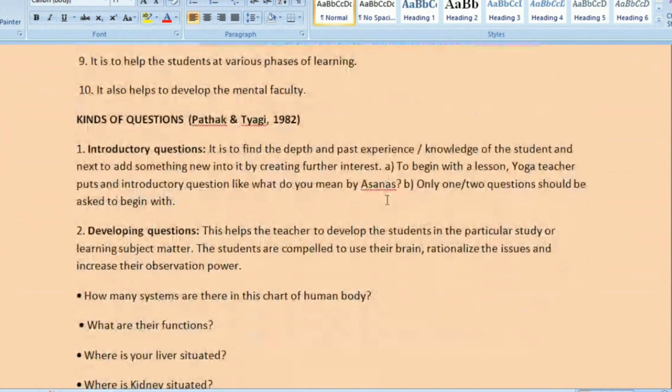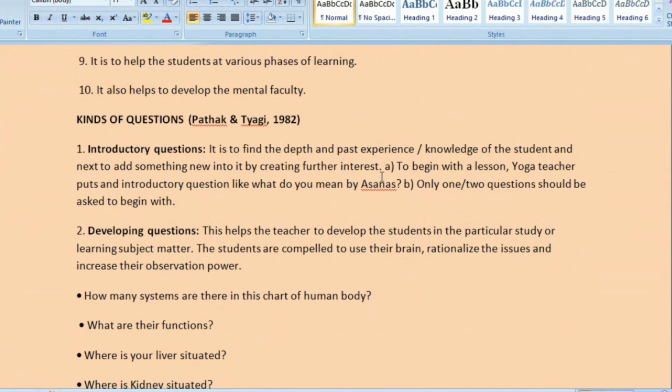Now there are various kinds of questions. Let's focus on that. First is introductory question. It is to find the depth and past experience knowledge of the student, and next to add something new into it by creating further interest.